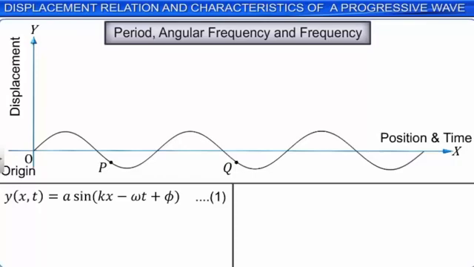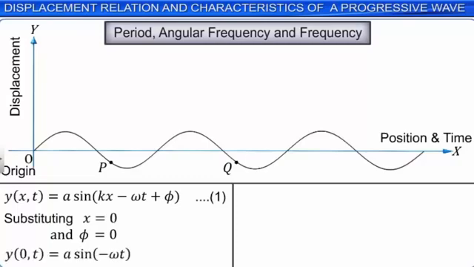By substituting x is equal to 0 and phi equal to 0 in equation 1, we get y of 0, t is equal to a sine into minus omega t. This equation can be written as y of 0, t is equal to minus a sine into omega t. Let this be equation 2.